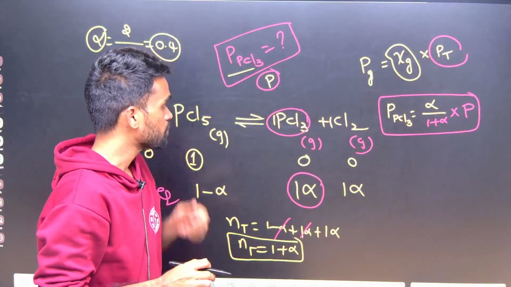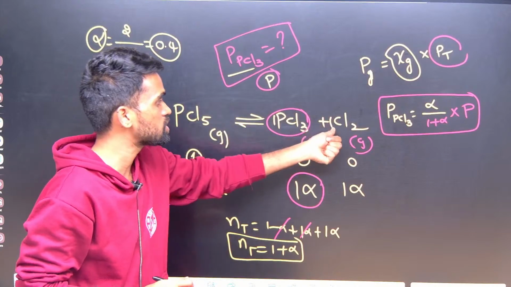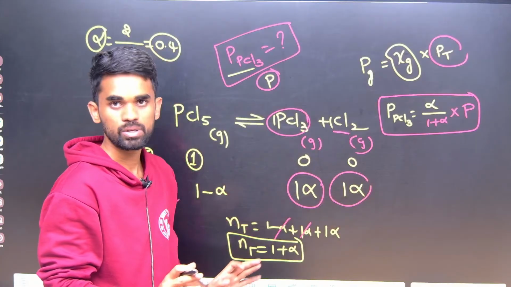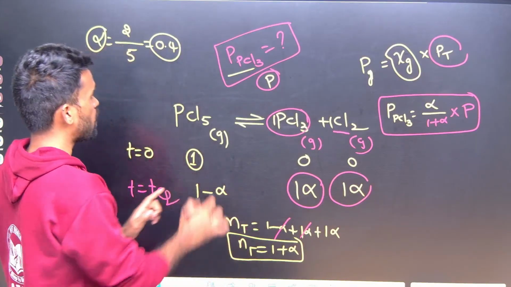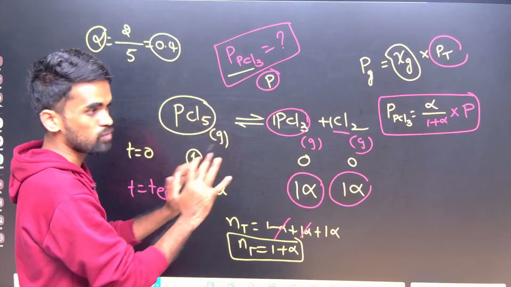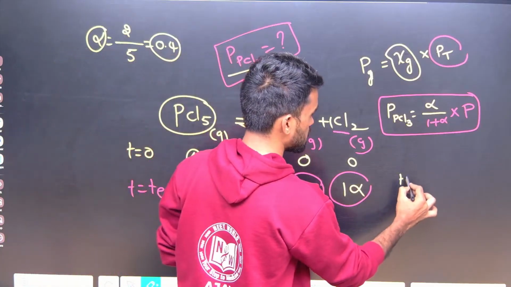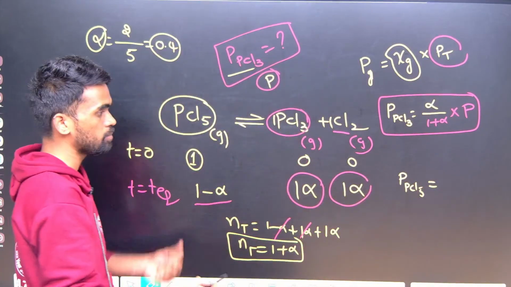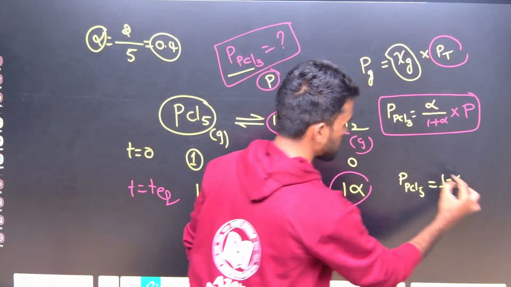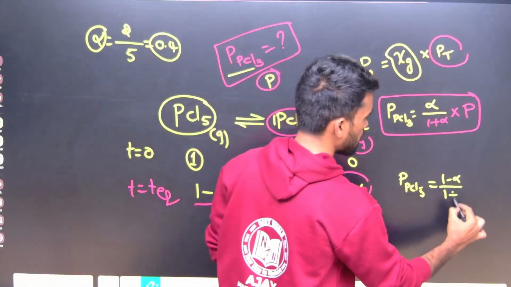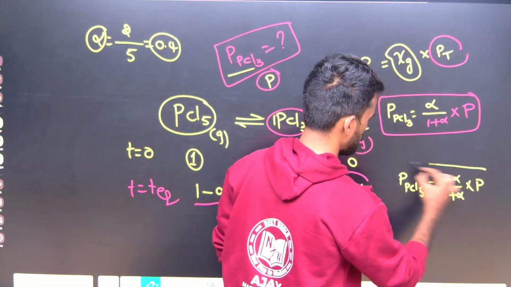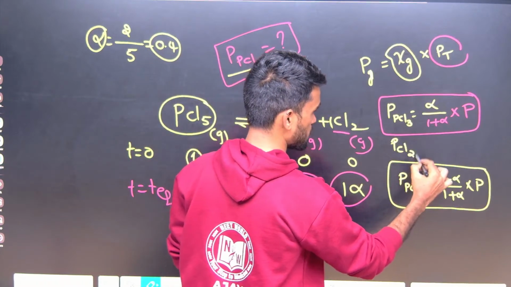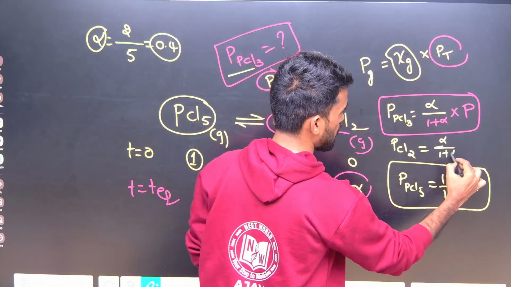Even if I ask what is the partial pressure of Cl2, you will get the same answer, because the number of moles formed here are the same. Next, if I ask what is the partial pressure of PCl5 in this equilibrium, your answer should be something like this. Partial pressure of PCl5 will be equal to the number of moles of PCl5 at equilibrium, that is 1 minus alpha, by total number of moles, that is 1 plus alpha, and total pressure P. So this is how you need to take. For the partial pressure of Cl2, that is alpha by 1 plus alpha into P.